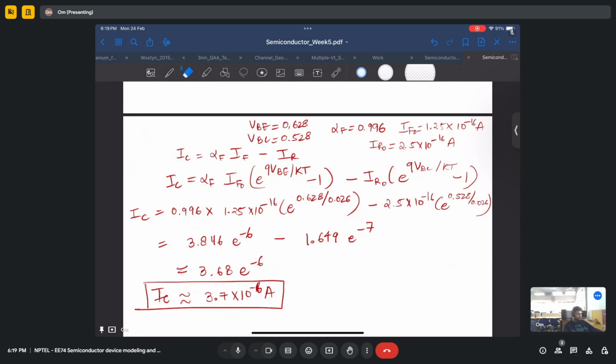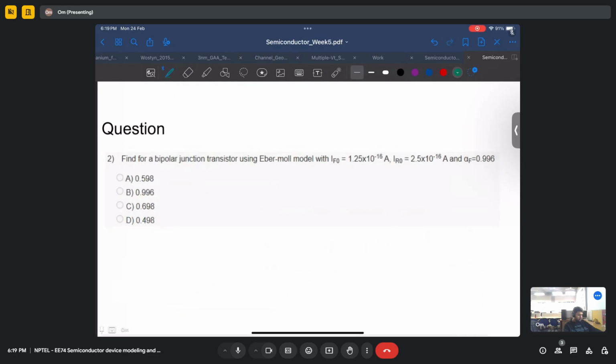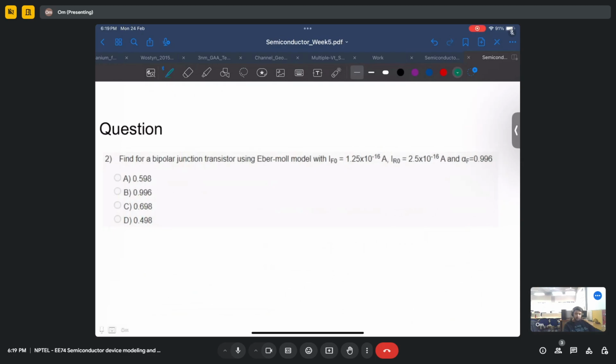Okay, so I think we can move on to the next question now. So this question is again based on the Ebers-Moll model, and I think you can attempt this one. So please take some time and attempt this one before we solve it together.